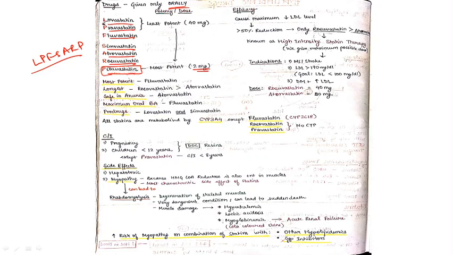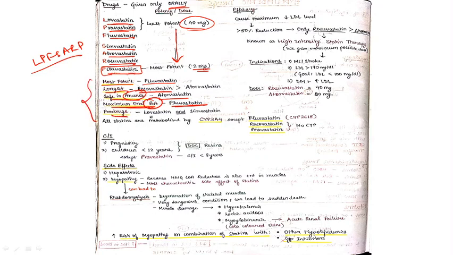The least potent are lovastatin and pravastatin, with a dose of 40 mg, and the potency increases downwards. Clear? Now there are some MCQ questions. Most potent is pitavastatin, longest acting is rosuvastatin, safe in anuria is atorvastatin, and maximum oral bioavailability is seen with fluvastatin. These MCQs are not so important, don't worry about that.